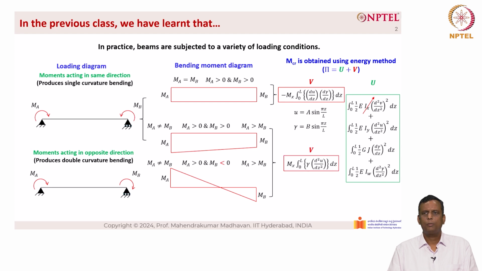For non-uniform moment on either side of the support, we have the potential energy V as M_x times the integral from 0 to L of gamma into d square u by dz square into dz, where u equal to A1 into sin pi z by L plus A2 into sin 2 pi z by L. Here, two terms are taken into consideration because there is a possibility of reverse curvature and hence more terms are taken into consideration. Gamma equal to B into sin pi z by L.